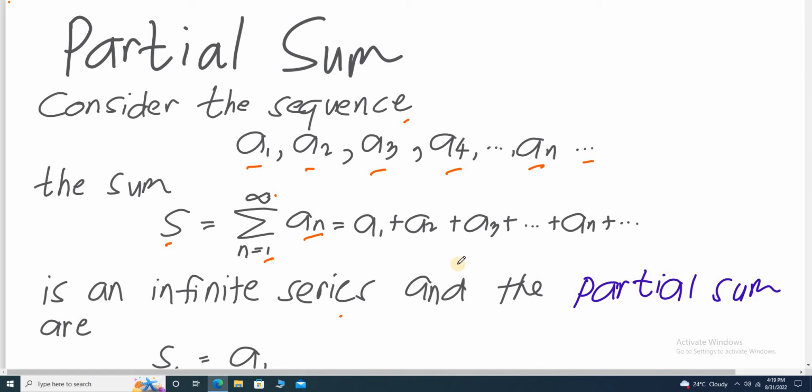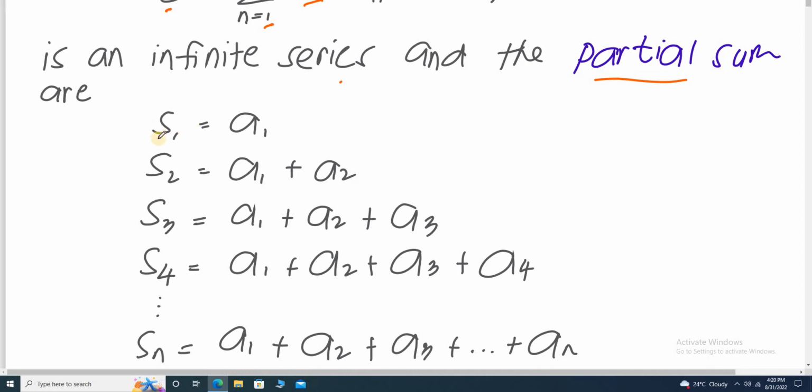Under this infinite series, we can actually take the partial sum. So the partial sum now is in this concept. We have S sub 1. This would be the sum of the first term, or definitely it's the first term. S sub 2 is the sum of the first two terms, that's a sub 1 and a sub 2. Same goes with S sub 3, the sum of the first three terms. S sub 4, the sum of the first four terms.